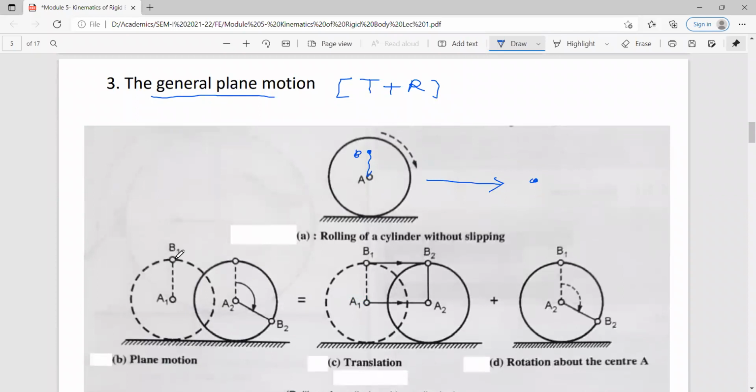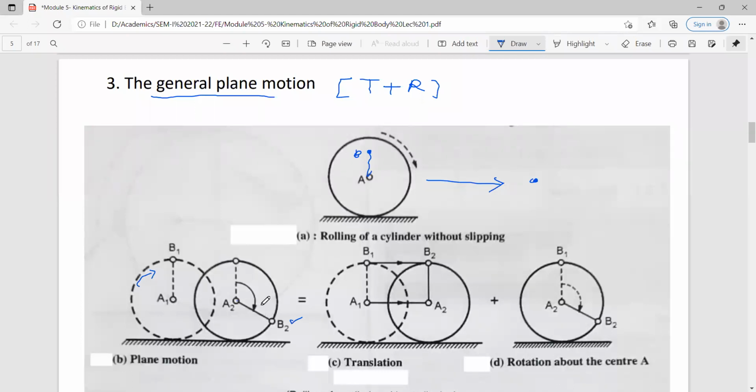We have marked one point B1 on the periphery of the cylinder. Now you are rolling this cylinder, so the cylinder will move forward. Its center will come to this point, and the point B1, which is located on the periphery, will come to this position. You will find that this line has changed its orientation. It is at some angle. So you can say that rotation is there.